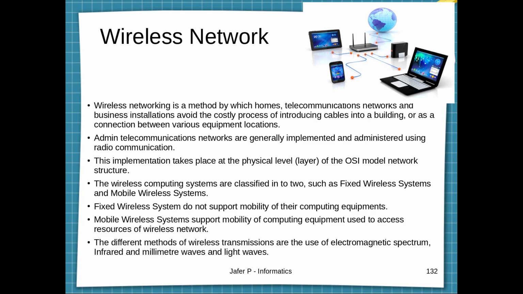The different methods of wireless transmission are use of the electromagnetic spectrum, infrared and millimeter waves, and light waves. So different transmission methods can be used. You can use the electromagnetic spectrum, you can use infrared, millimeter waves and light waves. Any kind of wireless transmission you can use. So this is about wireless network. There won't be any cable to communicate, right? That is called wireless network.